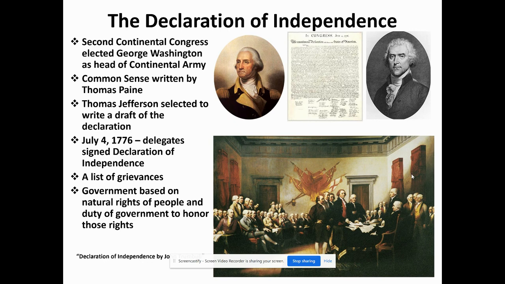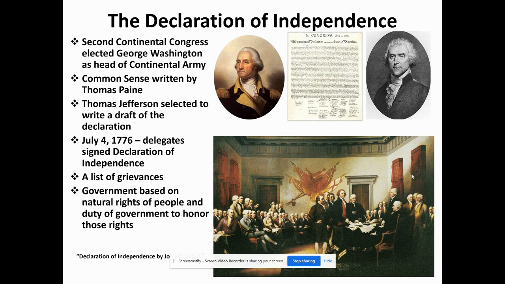And then Thomas Jefferson is going to be selected to write a draft of a declaration. Now, remember, a declaration just means I'm declaring something. This is what we're saying. This is what we're going to do, right? So I'm making a declaration. I'm declaring something. And in this case, we are declaring independence, right?